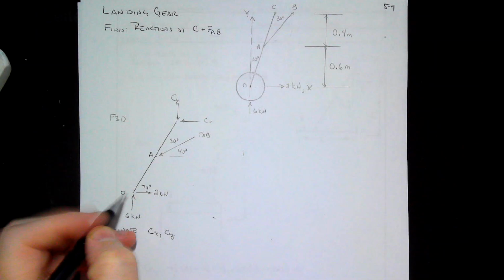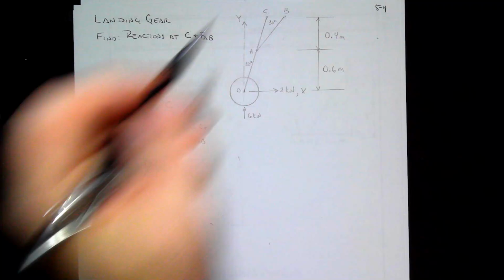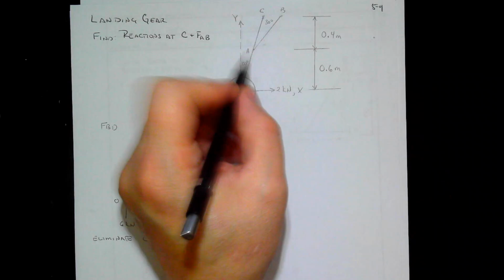All right, we have a little geometry. So here's 20 degrees, 30 degrees. And this point A is 0.6 meters up. And where it connects into the fuselage is 0.4 meters above that. So relative to the axle, these points are 1 meter above. And then we don't know what the radius of the tire is.